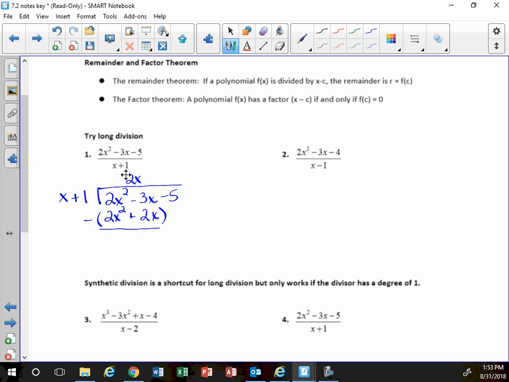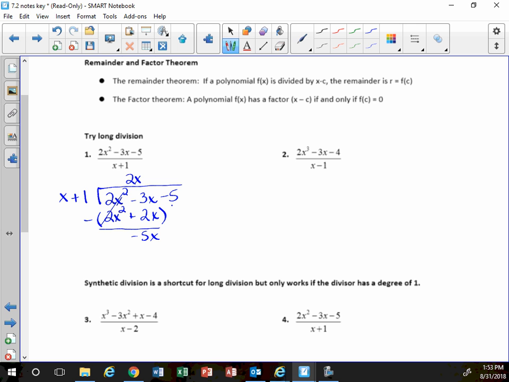It's very easy to make little sign mistakes throughout your divisions. Okay, so be really careful when you're subtracting. What is 2x squared minus 2x squared? 0. Every time that's got to happen. These need to be gone. Okay. Then I have negative 3x minus 2x. So what do I get? Negative 5x. Good.